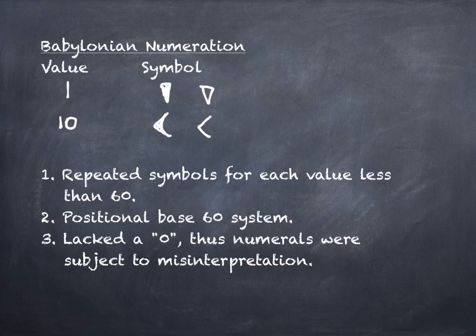So jot down these last 3 pieces of information because they're important. They repeat symbols. Lots of systems did that. The Egyptians did that. The Romans did that. Chinese didn't repeat symbols, but the Egyptians and the Romans did. The big difference is part number 2, where the positional base is they have a positional base 60 system.